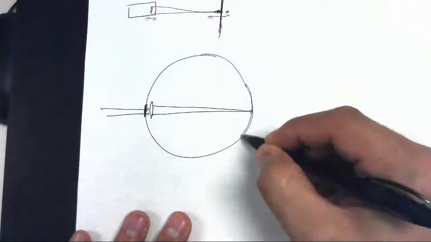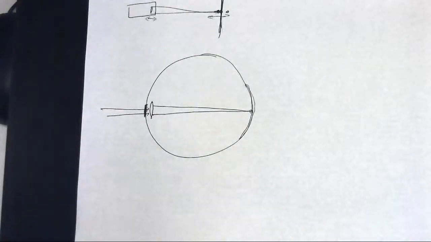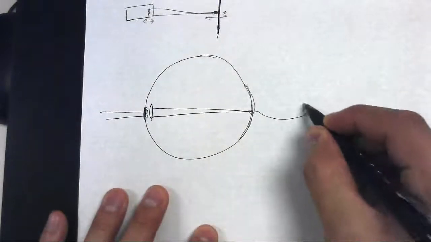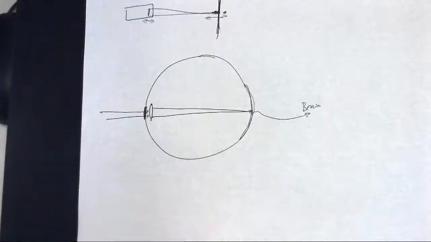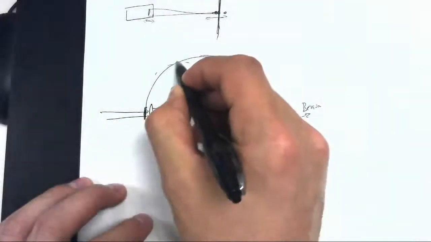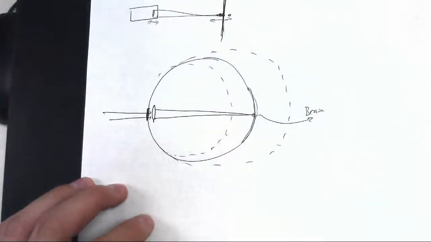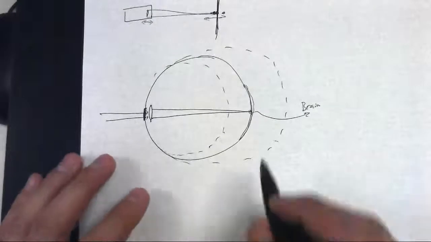This is where you have all your rod and cone cells back here. They sense the light, they sense an image, and they send that image to your brain so that you can see. So that's the way that works. However, if you're nearsighted, what actually is going on is that your eyeball has a funky shape. And your eyeball could be shaped something like this, and I think farsighted actually is like this, and this is nearsighted. Regardless, the point is this.